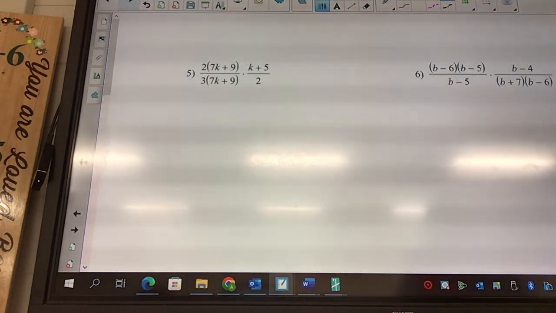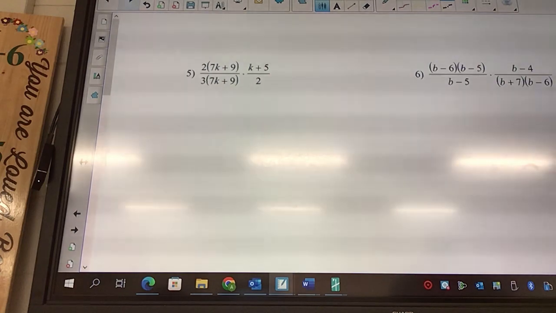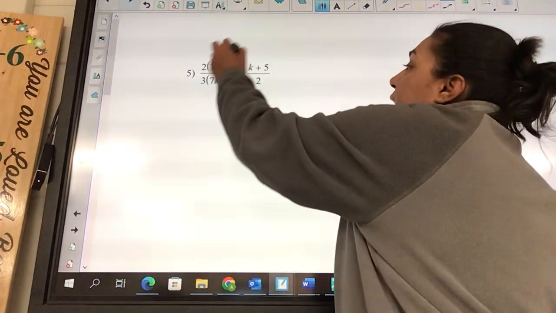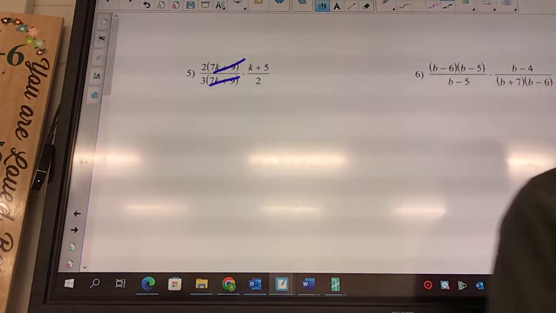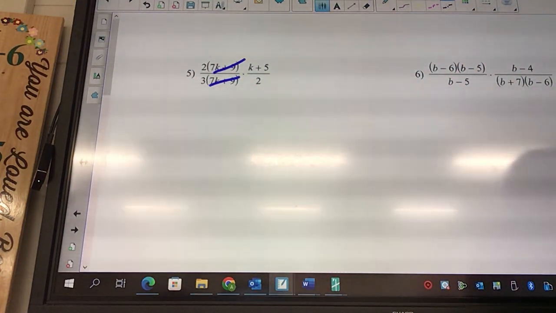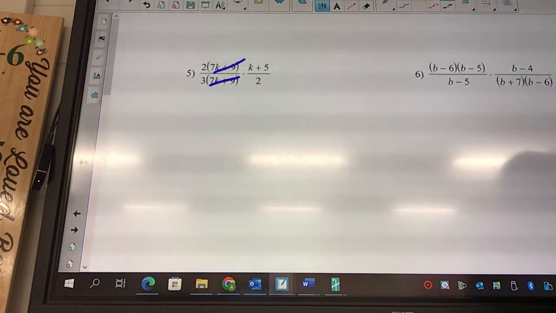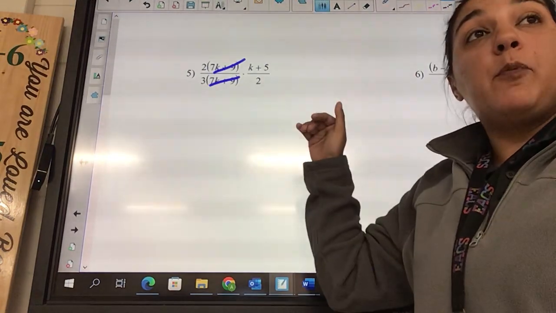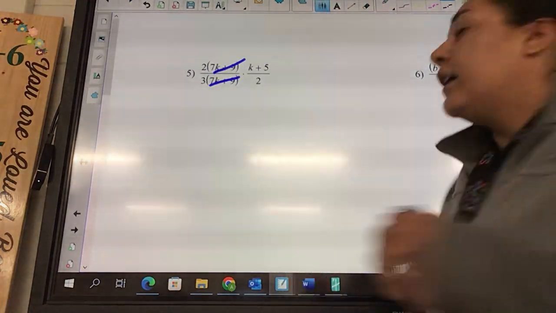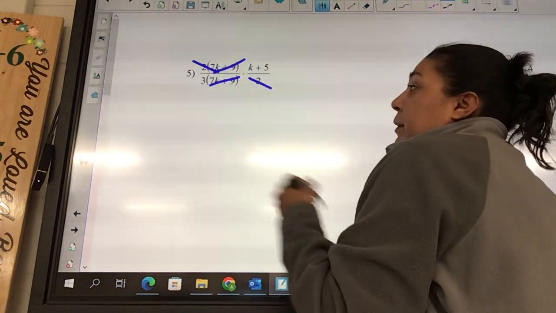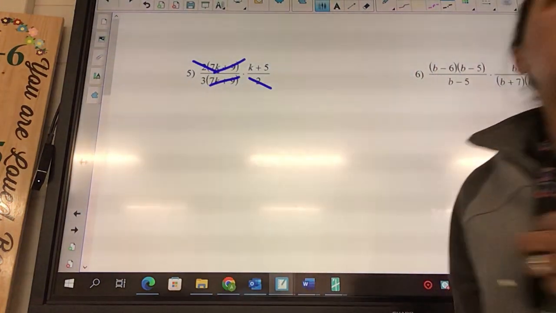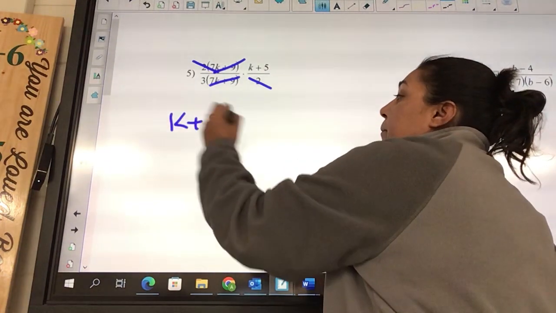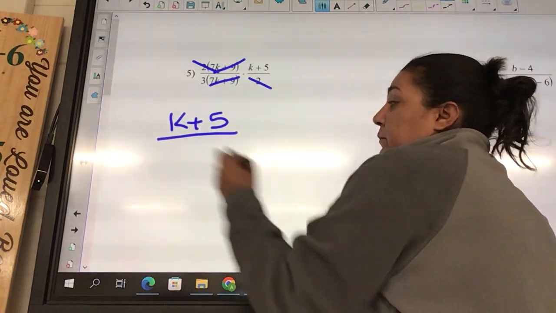Number 5. What can I cross off? 7k plus 9. What else can I cross off? You could only cross off like the parentheses. Nope. So what else matches up there? The 2 and 2. But the same rule still applies. One needs to be on top, one needs to be on the bottom. They can't be side by side. So we can cross off the 2's because they're the same. If one's a negative 2 and one's a positive 2, you can't cross them off. So I got k plus 5 on top. What's left on the bottom? 3.